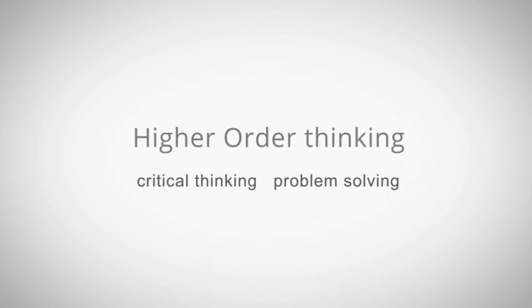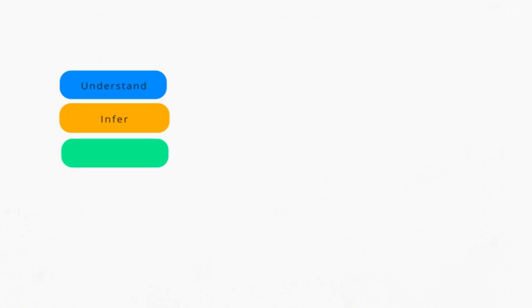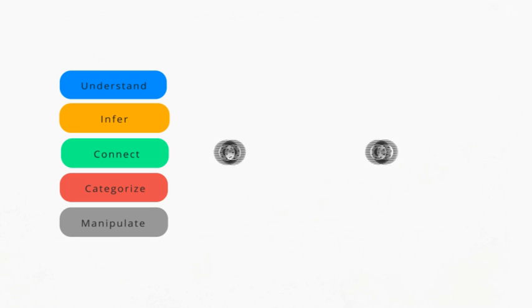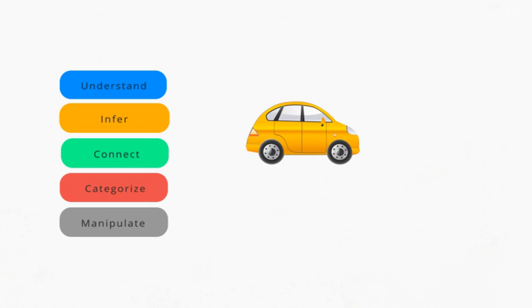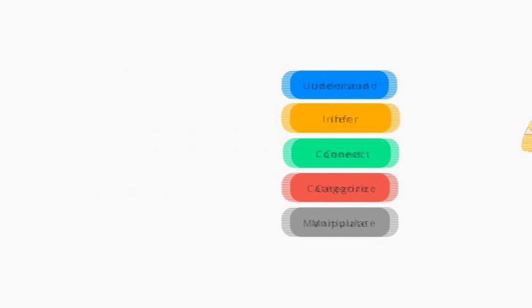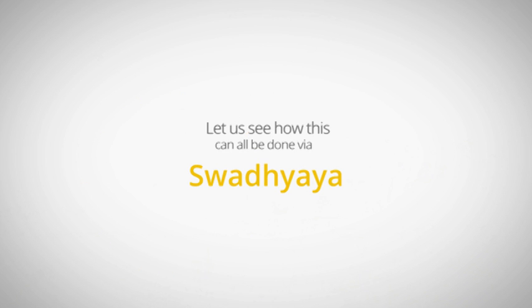Facts that are learned must have a purpose. The child must understand them, infer from them, connect them to other facts and concepts, categorize them, manipulate them, and put them together in new or novel ways. This is how an innovative mindset gets created. Let us see how this can be done via Swadhyaya, the self-learning product, fostering innovative thinking, from Create and Learn.